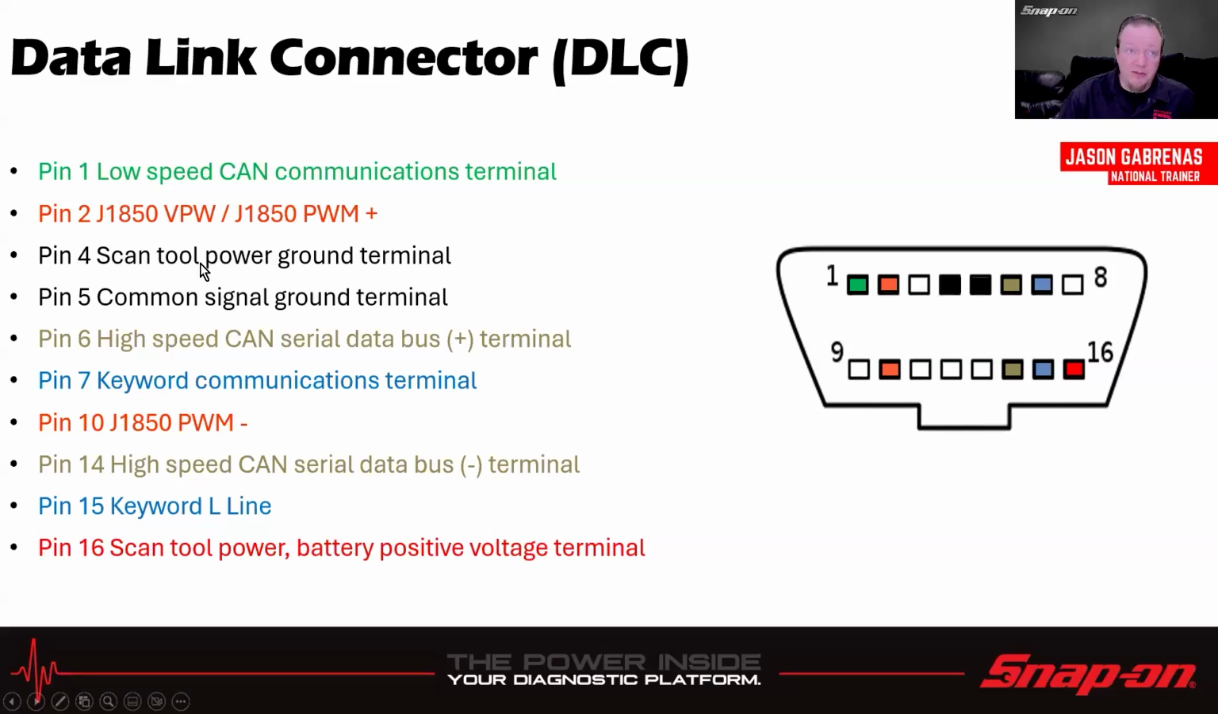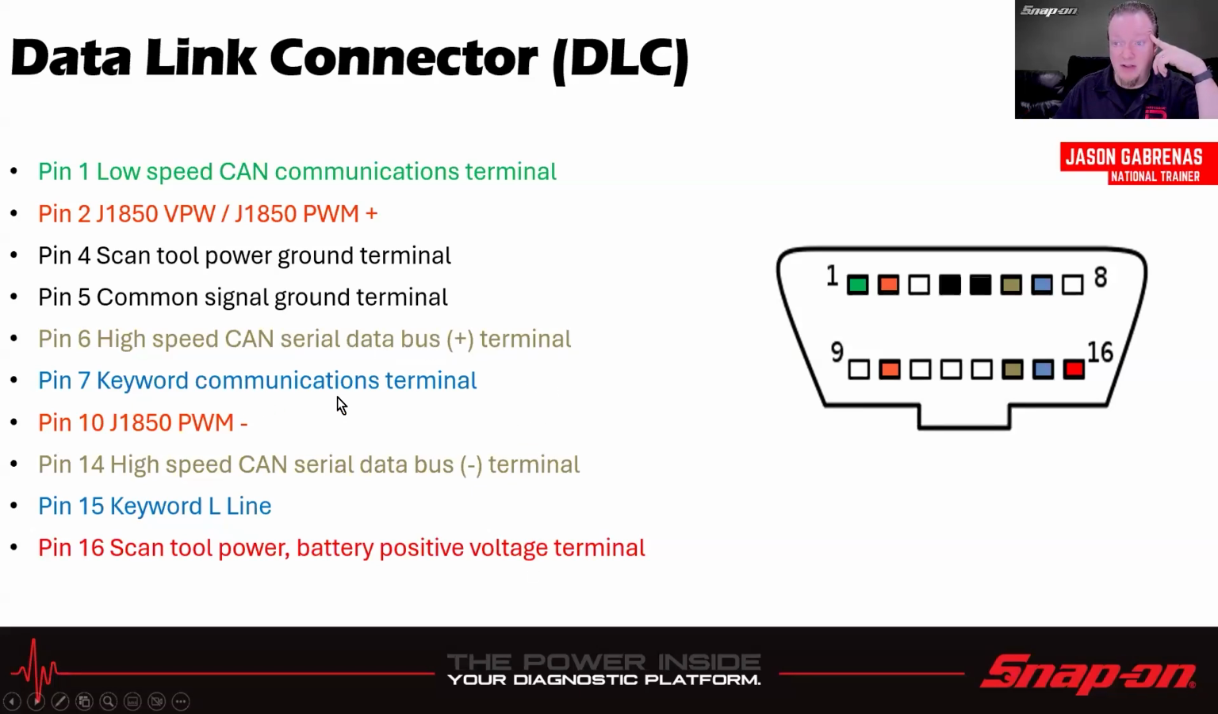Pin 4 and 5 are always ground. Pin 16 is always power. So if you don't have power at pin 16, you might have a problem with the fuse or somewhere in the wiring, somewhere like that. Pin 6 and 14 is going to be your main CAN bus. There can be multiple medium-speed CAN and low-speed CAN and other CAN bus communication pins on other pins. But the main engine, transmission, body, all that will be on pin 6 and 14.